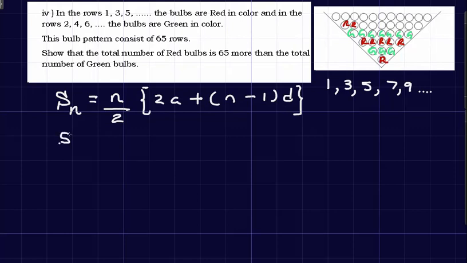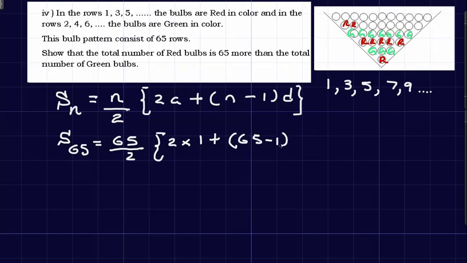So S65, the addition of the first 65 terms. So what's n? That's 65 over 2. 2a, that's 2 times the first term. What's the first term? That's 1. Plus, what's n? 65 minus 1. And what's the d? 3 minus 1 equals 2. We found out the d in previous questions too. For previous questions too, we had to use the d. You can get it from that also.